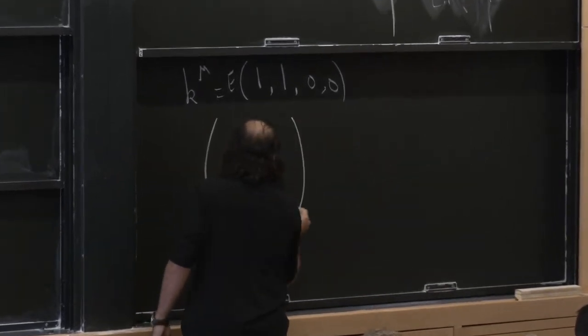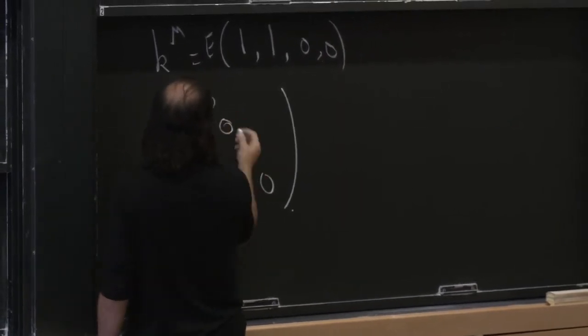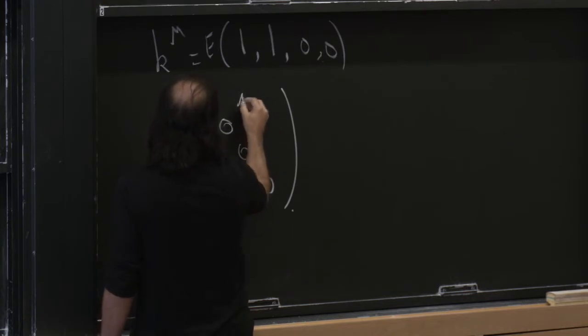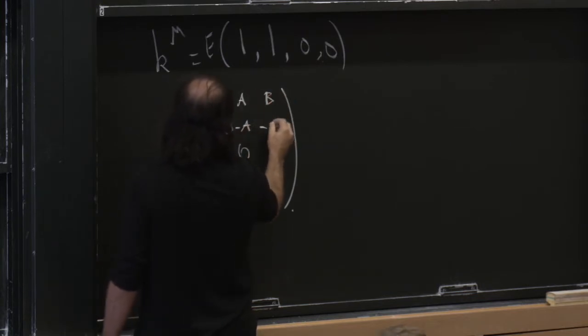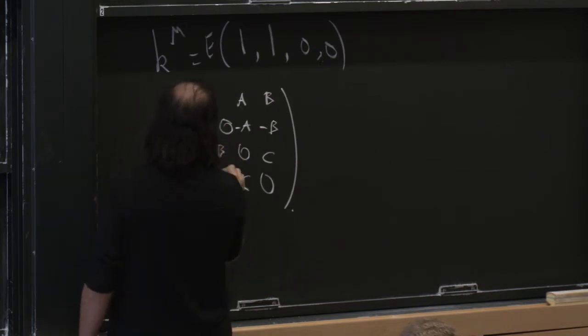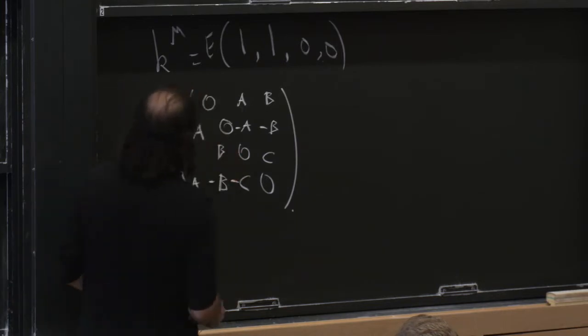So what do these matrices look like? Well, it's an antisymmetric matrix. But in the upper 2 rows, it looks interesting. In order for that to happen, it has to look something like A, negative A, B, negative B, and then C, negative C. And then here it's antisymmetric. Okay, so that's the most general matrix that annihilates the vector 1, 1, 0, 0. It has 3 degrees of freedom, as it should.